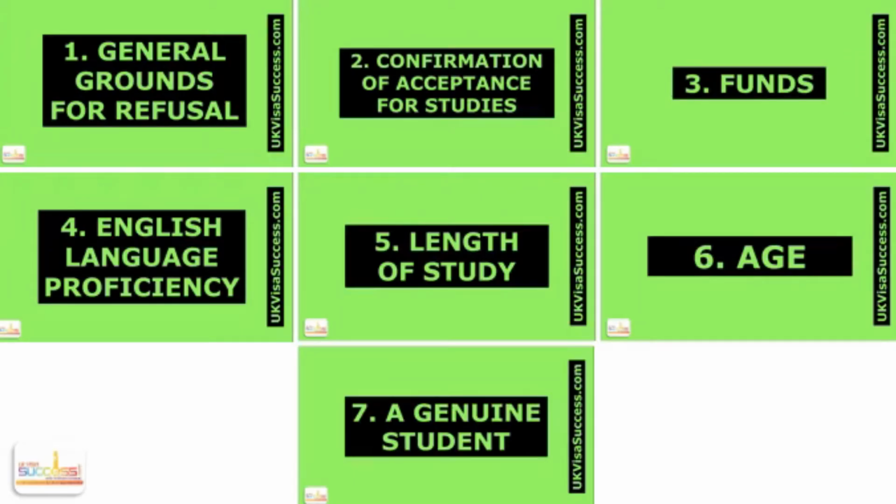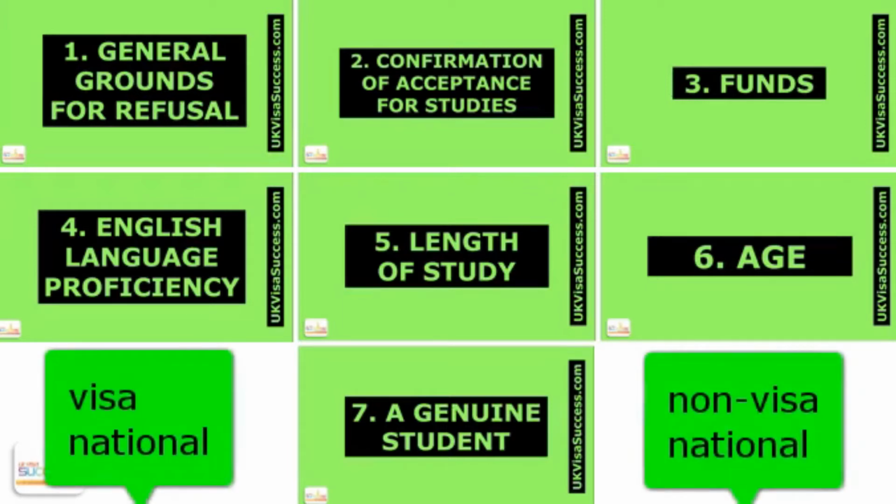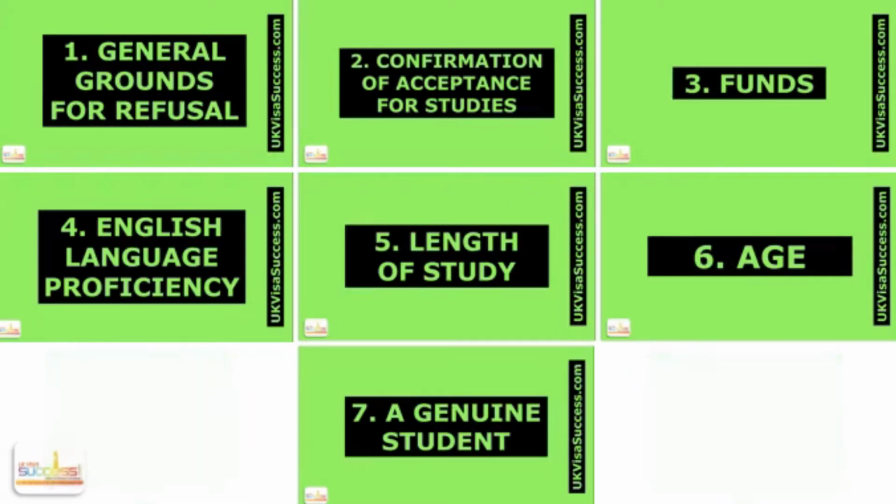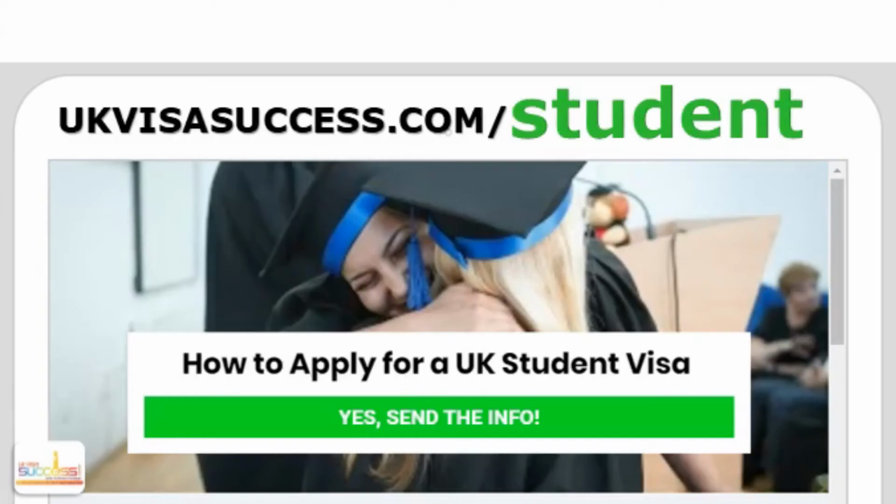If you'd like to study in the UK for more than 6 months, then you will need to meet these 7 requirements, irrespective of whether you are a visa national or not. Guys, a student visa is a very complex matter, and in this video I'm going to give you an overview of these 7 requirements.